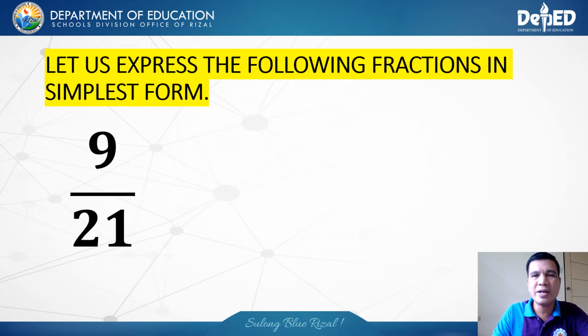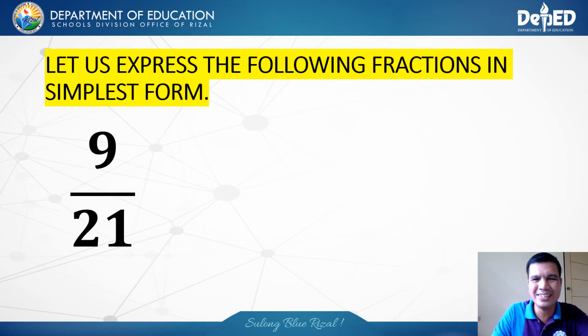Okay, let us express the following fractions in simplest form. It is your turn to express the fraction in simplest form. Let us express 9/21 into lowest term. So the first thing that you are going to do is to get the greatest common factor or the common factor of 9 and 21. What is the common factor of 9 and 21, or the greatest common factor of 9 and 21?